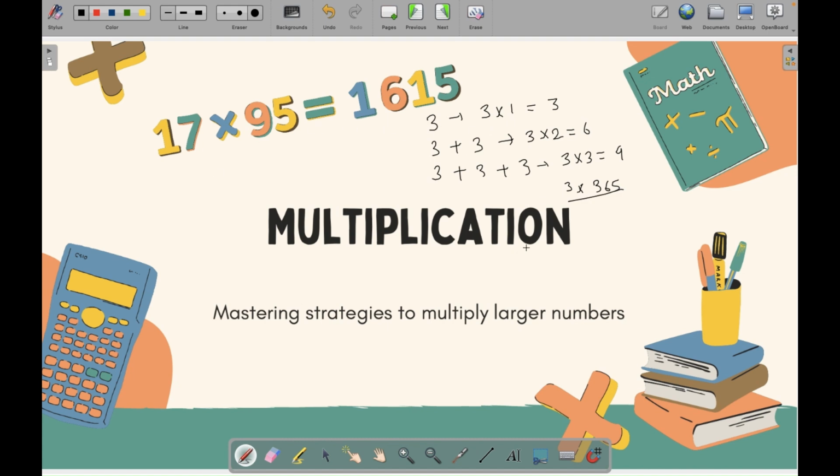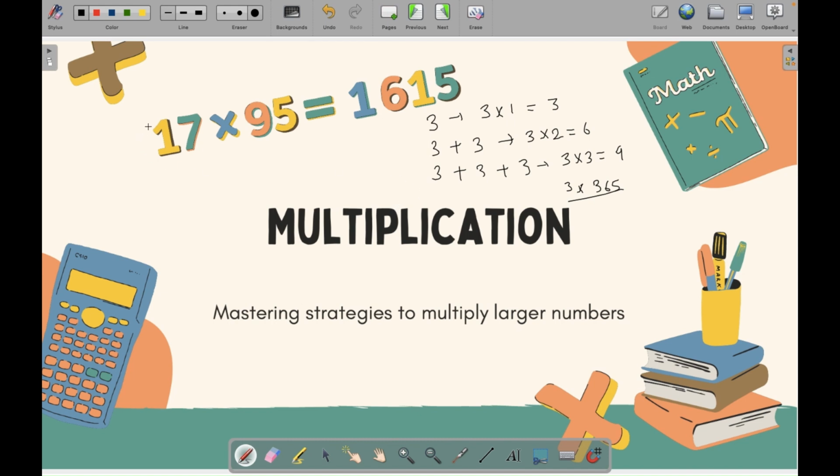Another example can be, say the cost of one chocolate is 5 rupees, and we have purchased 70 such chocolates. So one chocolate costs 5 rupees, we have purchased 70 chocolates, so what is the amount that I have to pay to the shopkeeper? That is also somewhere we can apply multiplication, right?